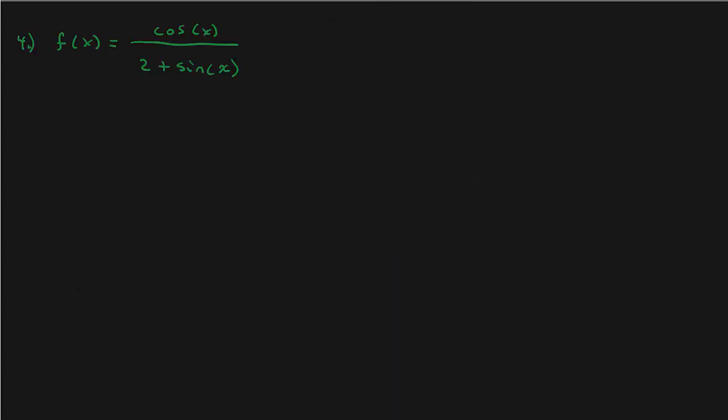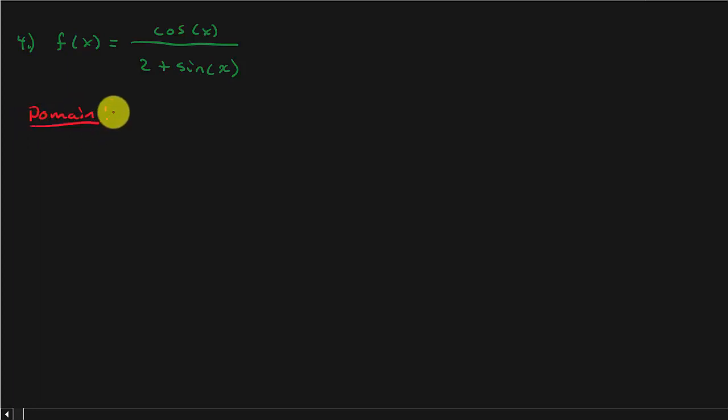All right, so let's take a look at this problem here. We've got f of x is equal to cosine x over 2 plus sine x, and we want to graph it. So we need to find once again the domain, intercepts, symmetry, asymptotes, increasing, decreasing, local max, min, concavity, and points of inflection. All right, so first thing, let's find the domain. Obviously here the domain is negative infinity to positive infinity.